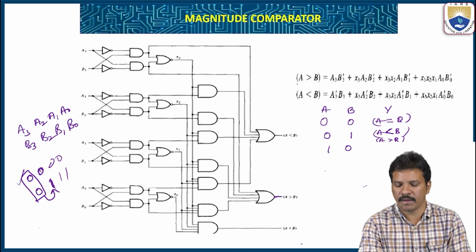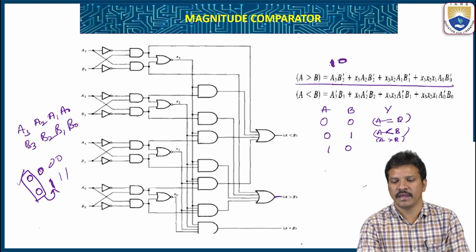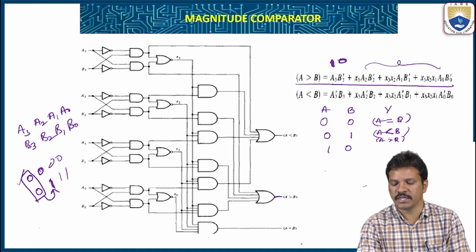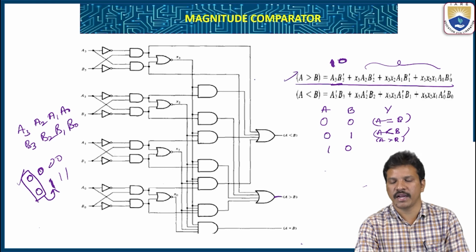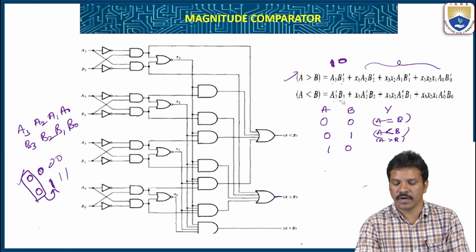That can be mathematically represented as A3 B3 bar, meaning A3 is 1, B3 is 0. When A3 is 1, the MSB bit of A is 1 and B3 is 0, so automatically A is greater than B, irrespective of the other combinations. Based on this bit, we can take it as A greater than B. The same way, A3 bar B3: if A3 is 0 and B3 is 1, we can directly say that A is less than B.